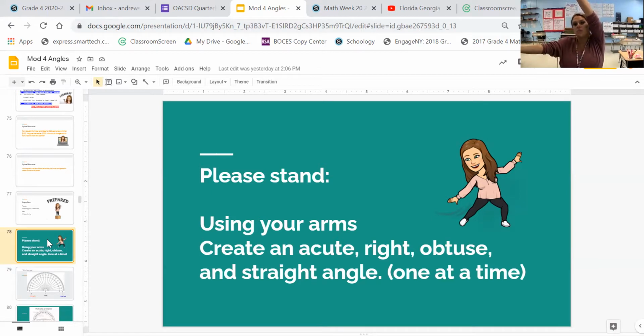So we have acute. Maybe you're acute this way, maybe you're acute this way, right? Less than 90 degrees. Next, we have a right angle, 90 degrees. After that, we have one of my favorite angles, which is obtuse. It's greater than 90. Maybe you want yours to go this way, maybe this way, right?